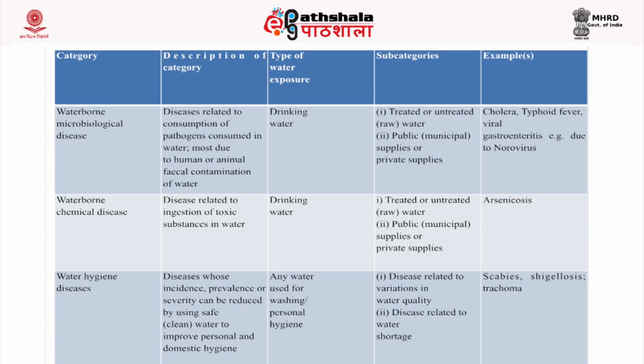arsenicosis. Water hygiene disease. The next one is a disease whose incidence, prevalence or severity can be reduced by using safe water to improve personal and domestic hygiene. Any water used for washing or personal hygiene can cause water hygiene disease, and this disease is related to variation in water quality or to water shortage, and the diseases that occur with exposure to this kind of contamination are scabies or trachoma.